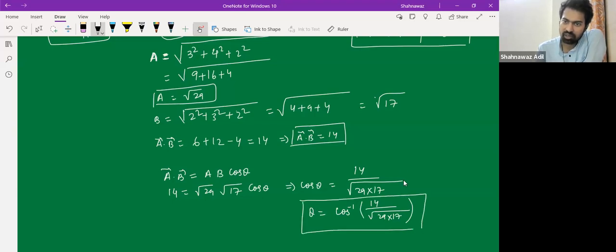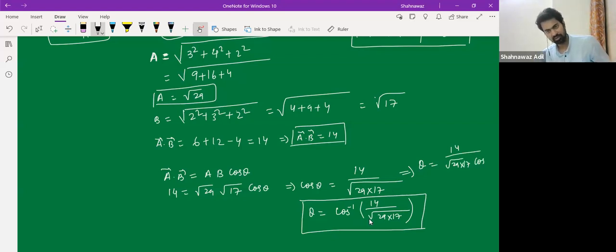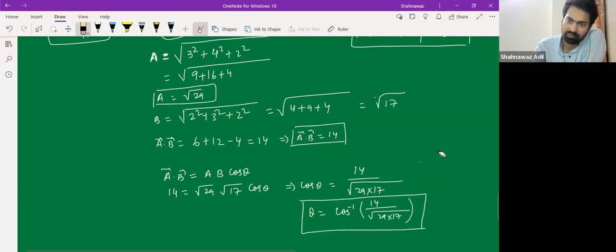Yes, sir. And you guys tell me why I didn't write theta is equal to 14 by root 29 into 17 cos. Why didn't I write it like that? Sir, because cos is a function. Yeah, because cos is an operation or a function, which acts on this theta. This is not multiplication. Yes, good.